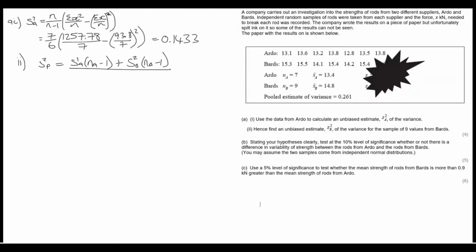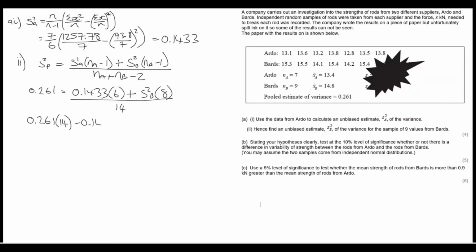So here's that familiar formula. Substituting in the values that we know, so we know the pooled variance, we know S squared for A, we know the sample size for A. We don't know S squared for B, but we know the sample size for B. So that means that we know the whole of this denominator to be 14. Alright, so just some smart rearranging from here, and we can get S squared B. So let's do this all in one step. Multiply by the 14, subtract 0.1433 times 6, and then divide by 8. And into the calculator, that gets us 0.3493.